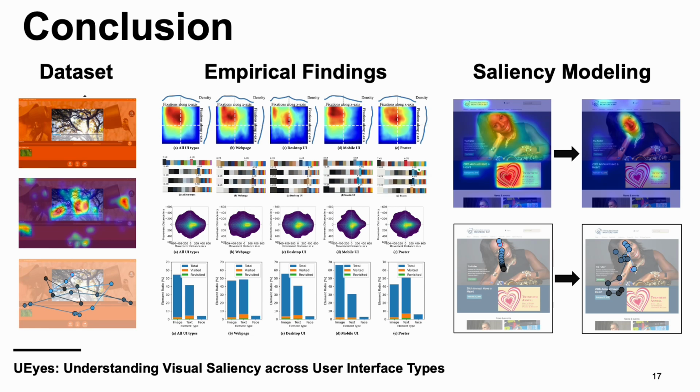In summary, we collected UEyes, a large-scale eye-tracking dataset that covers 62 participants and 1,980 UIs of 4 types, and includes both multi-duration saliency maps and scan paths. Moreover, we presented the first in-depth analysis and comparison of eye movement tendencies across common UI types. We also contributed solid performance analysis of the existing and our improved predictive models for saliency maps and scan paths across the various UI types.